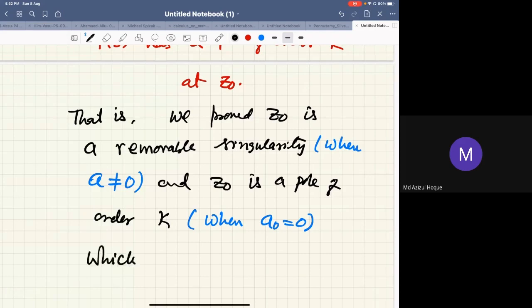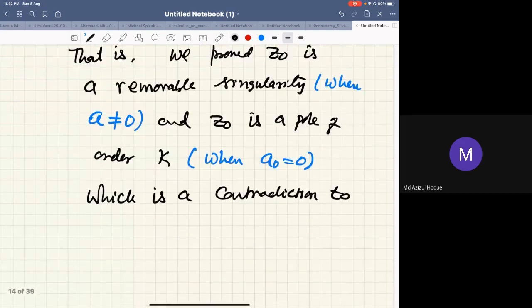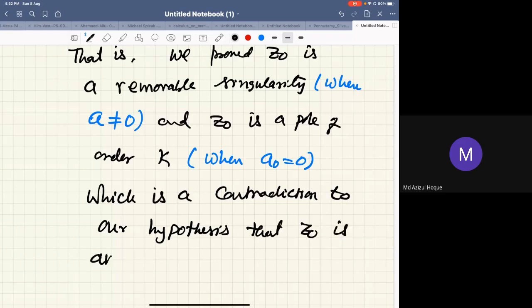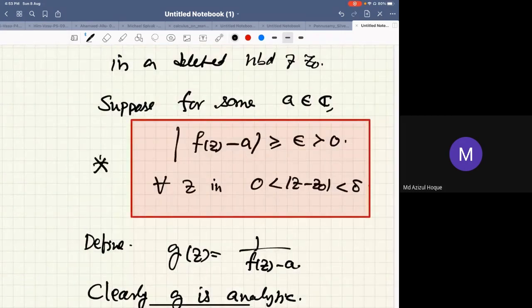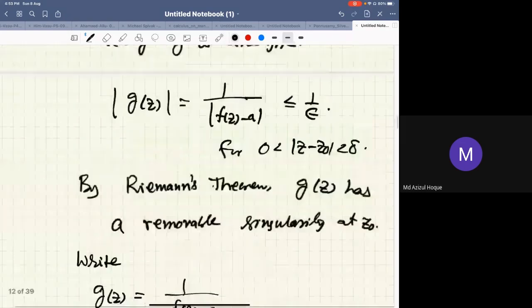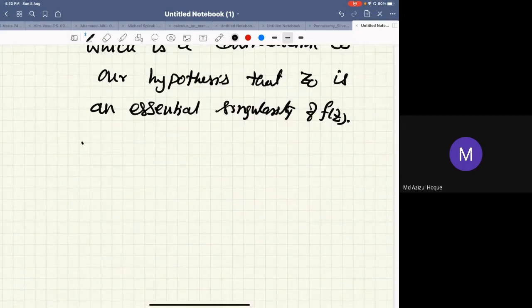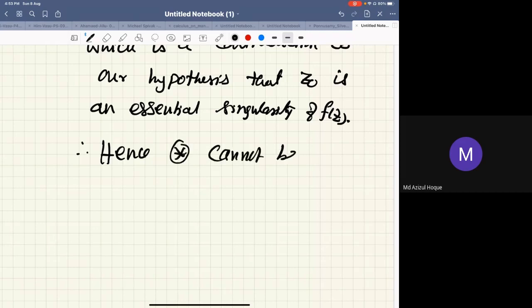Which is a contradiction to our hypothesis that z naught is an essential singularity of f of z. Therefore, I will call this assumption star. Our supposition star is not correct. Hence, star cannot be true. This completes the proof.